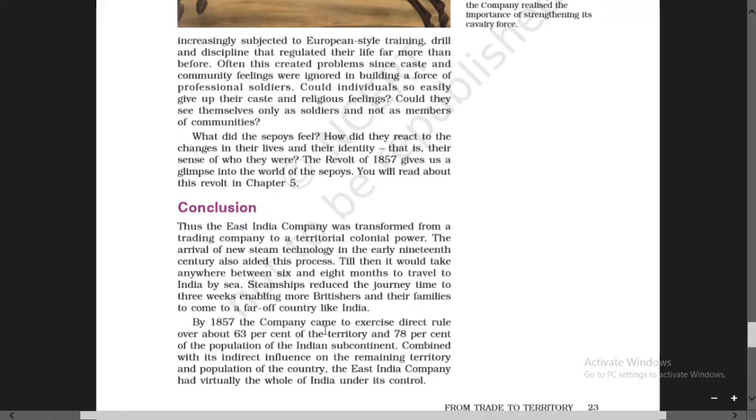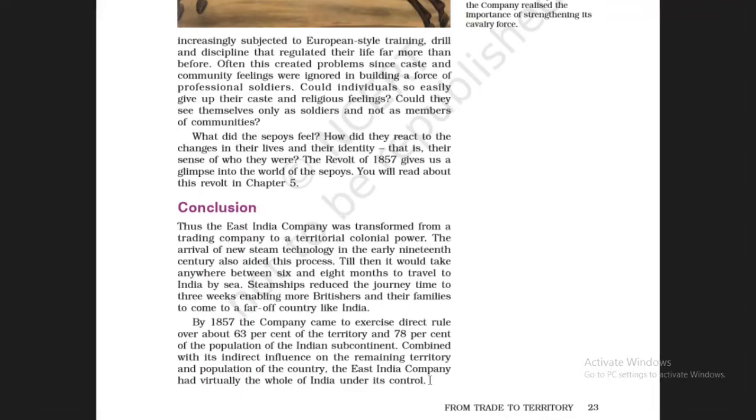By 1857, the company came to exercise direct rule over about 63% of the territory and 78% of the population of the Indian subcontinent. Combined with its indirect influence, influence meaning the capacity to have an effect on the development of the remaining territory and population, the East India Company had virtually the whole of India under its control.